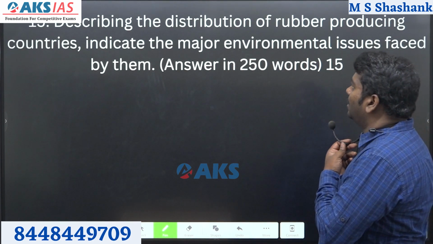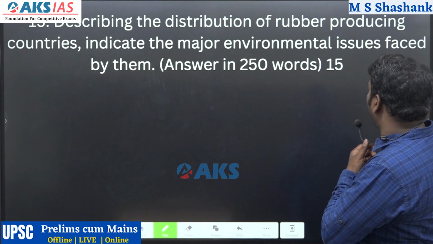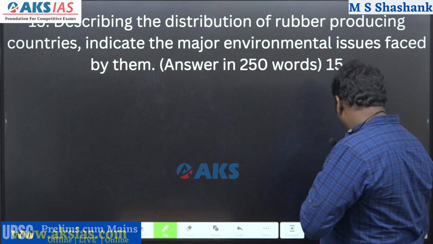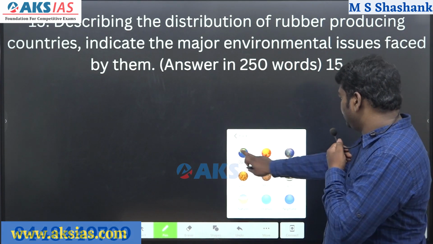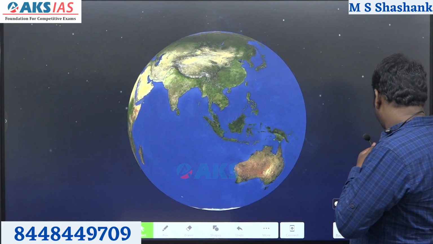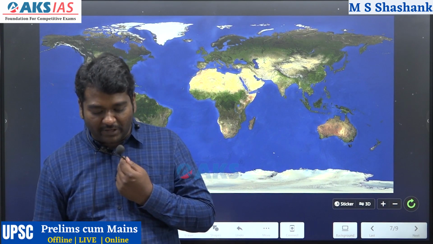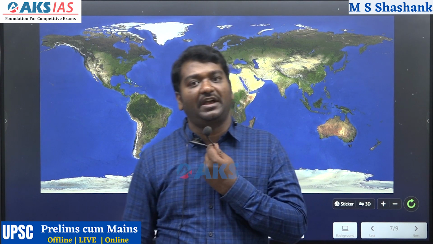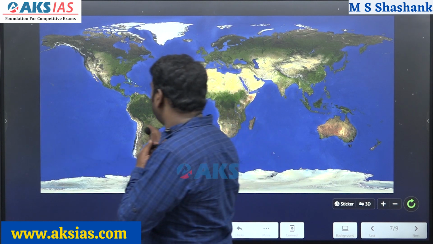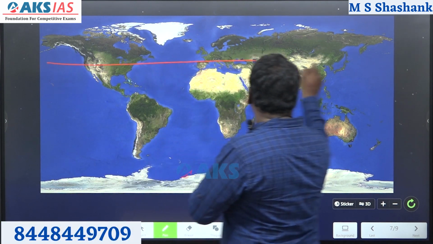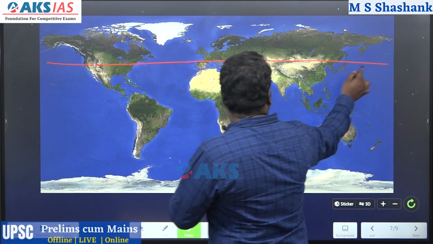Now, describing the distribution of rubber producing countries, indicate the major environmental issues faced by them. So guys, if you see, rubber is mostly produced. First you need to say high temperature, high rainfall. When I say it is about high temperature, remember it is your tropical region, right?